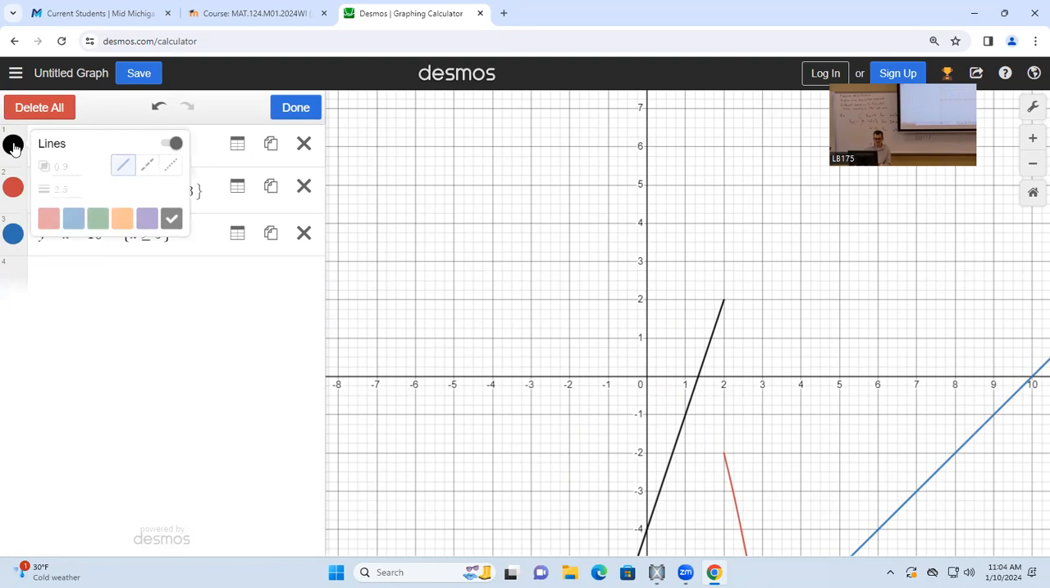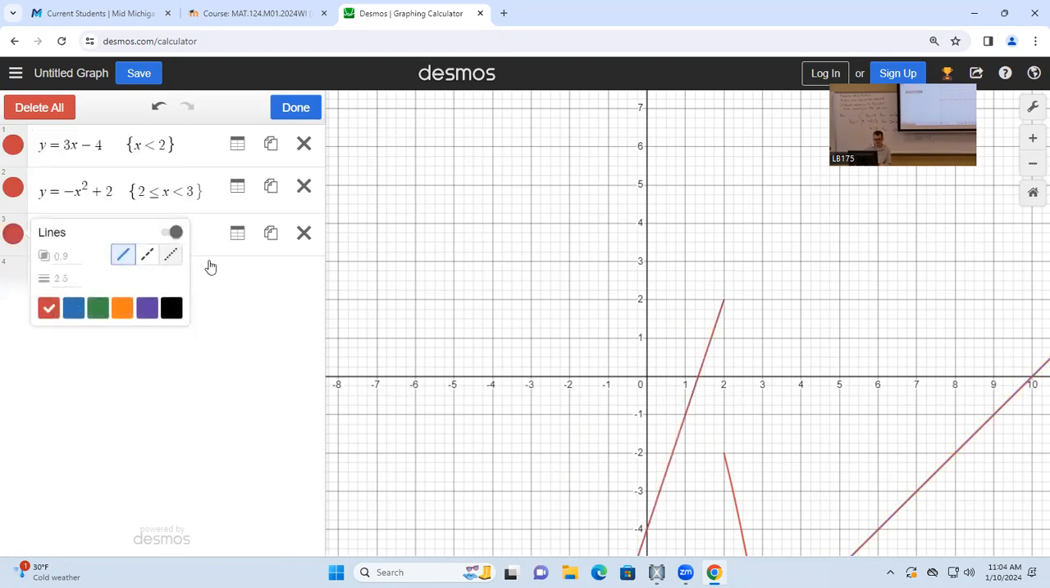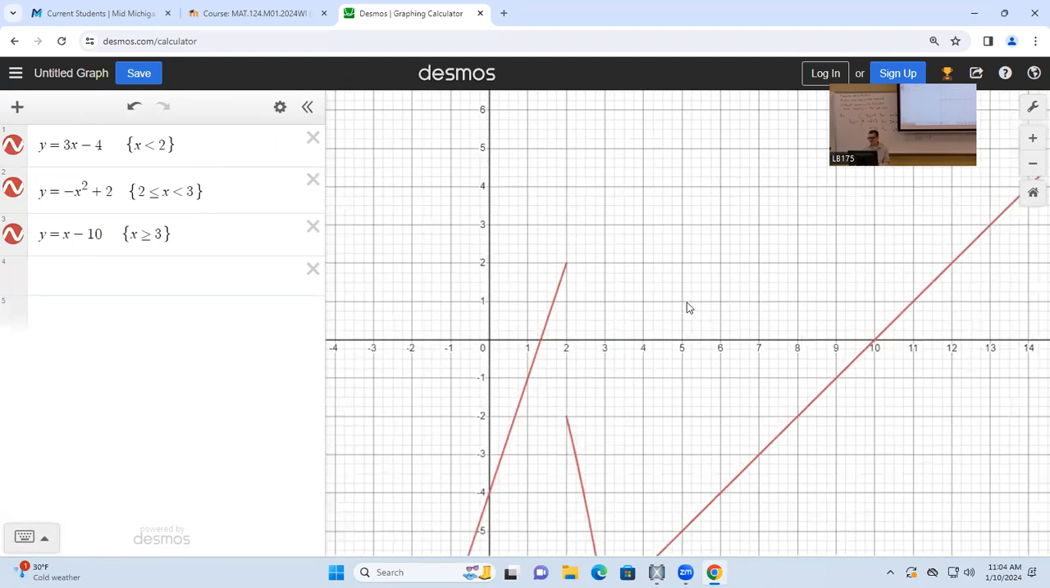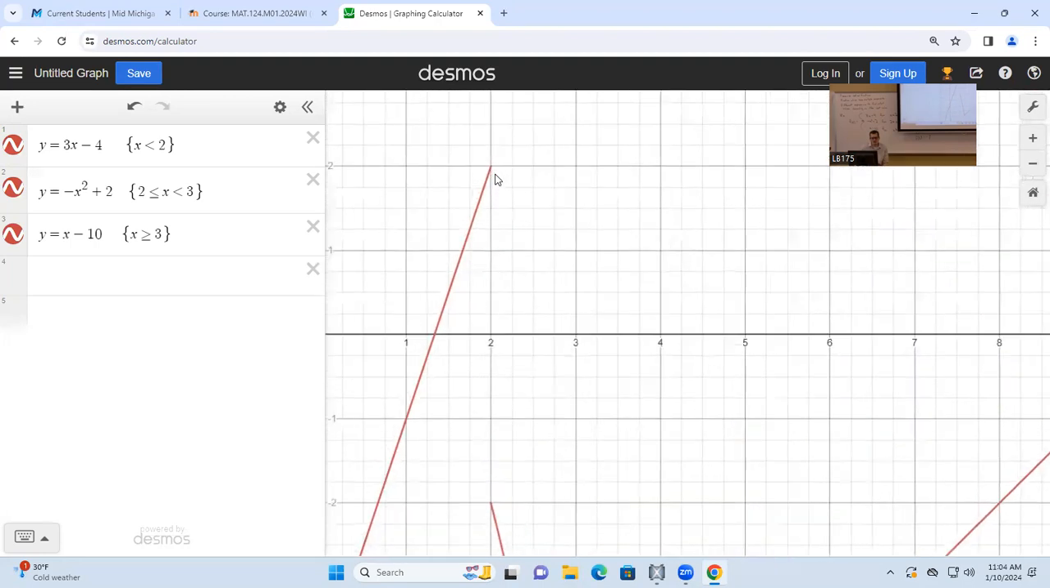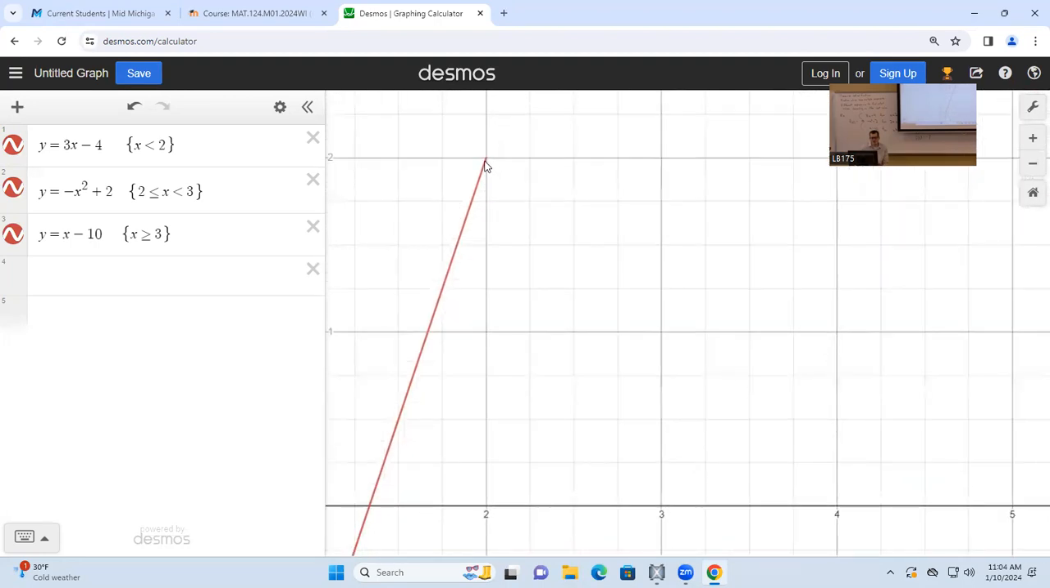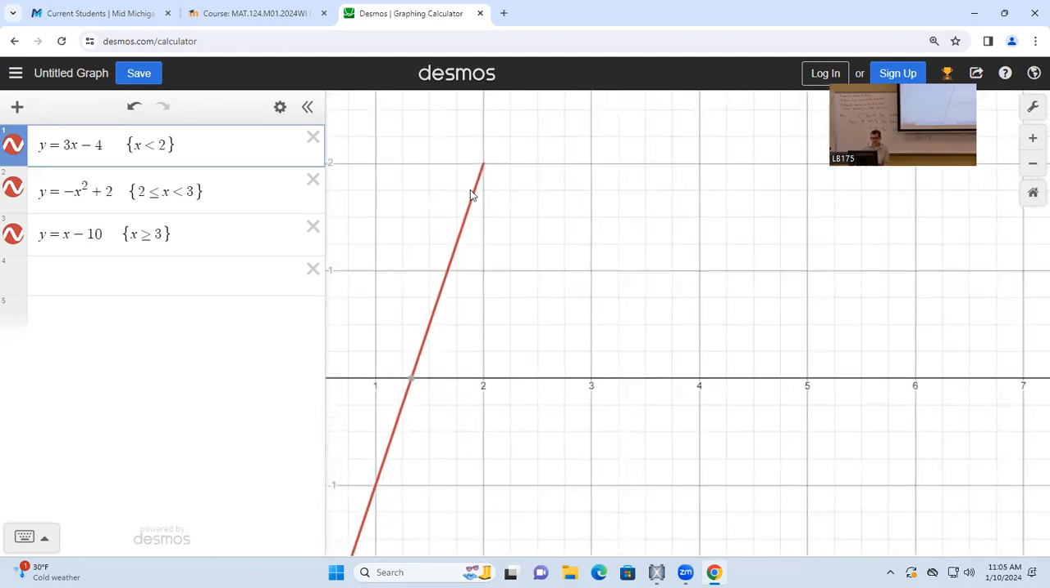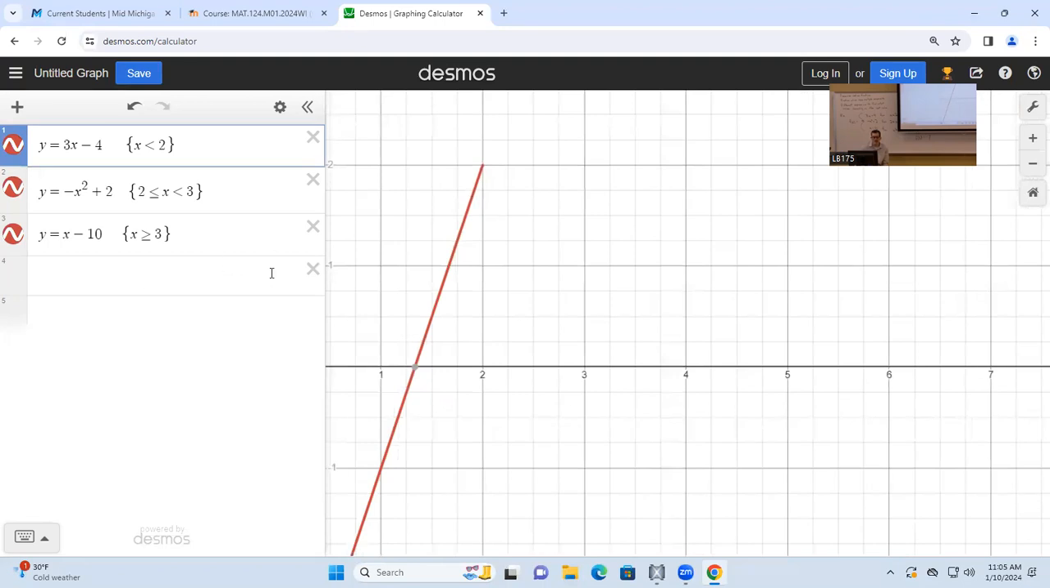Now I like to make them all the same color. Now here's one of the drawbacks of graphing this way. On Desmos, if you scroll in, you can't really tell if this touches 2 or doesn't, visually. So oftentimes I'll add a point.